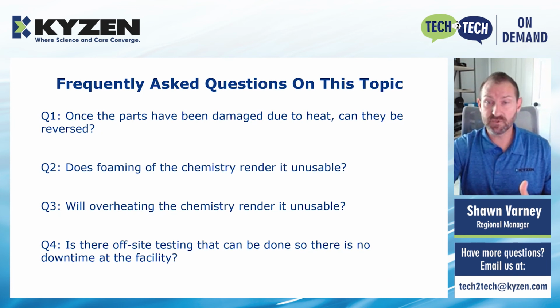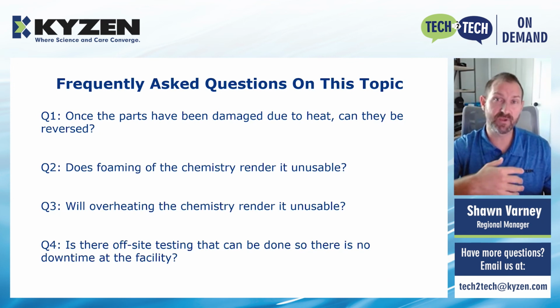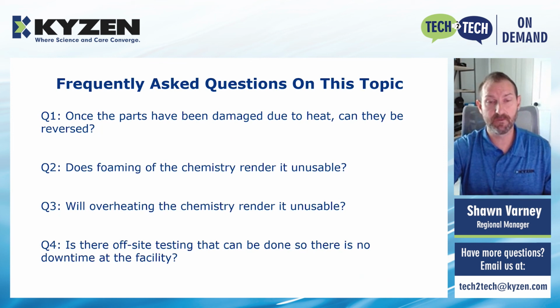Question four: is there an offsite testing that can be done so there's no downtime of the facility? Usually, yes, there is. You want to partner with your equipment manufacturer or your chemistry manufacturer. Those guys will either have some equipment in-house that they can help you out with on a small scale or the full size scale machine. If that's not possible, they might be willing to do some on-site testing that is off operation hours. And with that, I'll hand it back over to William.